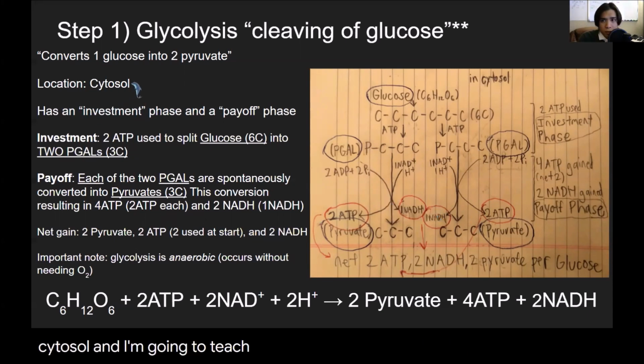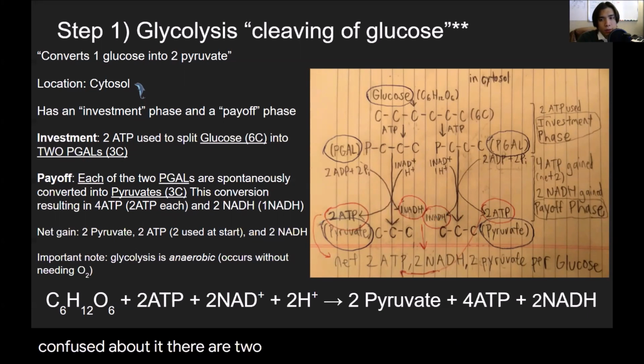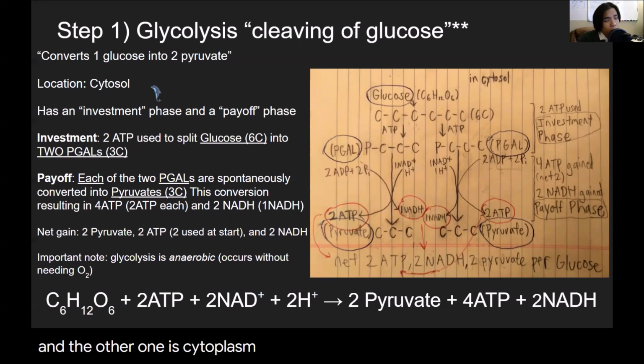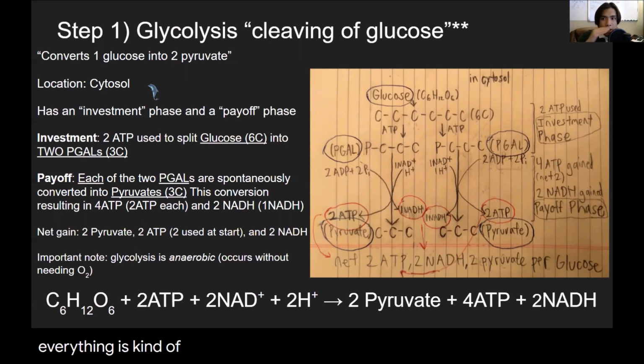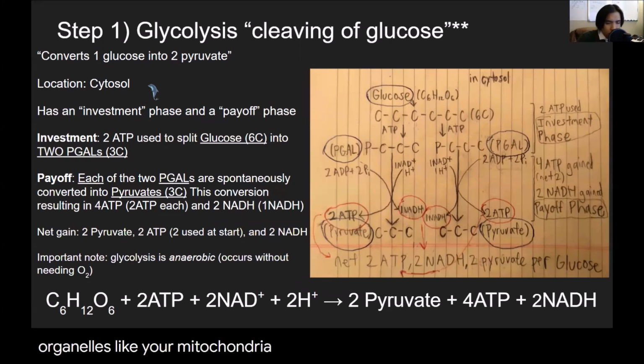And I'm going to teach you this real quickly because I was always really confused about it. There are two terms that you've probably heard. One is cytosol and the other one is cytoplasm. If you cut open a cell, you'll find that everything is kind of dissolved and liquidy. Even though you can't see them, the organelles like your mitochondria, the nucleus, the ribosomes, they're there. They're just dissolved within it.